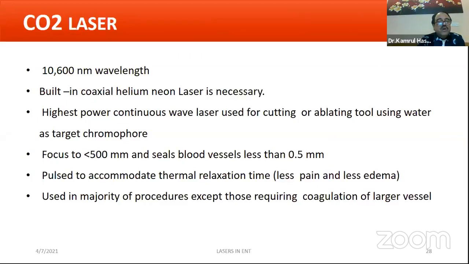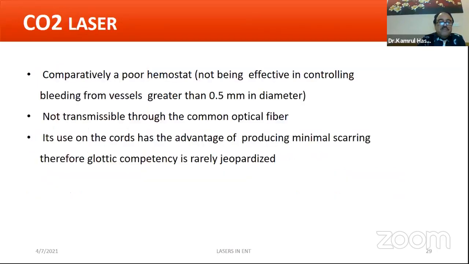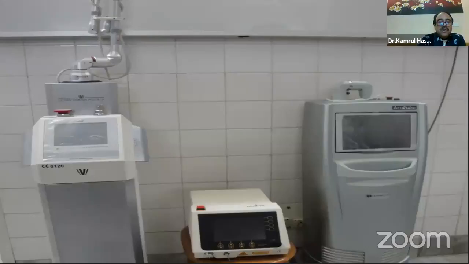Already I have told you about the carbon dioxide laser. It has a 10,600 nanometer wavelength, with a built-in coaxial helium neon laser, as there is no visible light from it. The helium neon laser is red in color and serves as the aiming beam. It focuses to less than 500 micrometers and seals blood vessels less than 0.5 millimeter. It is pulsed to accommodate thermal relaxation time. It is comparatively a poor hemostat, so in that case we need cauterization. With this laser, we are very happy.